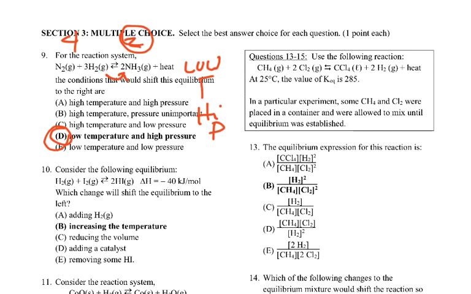Number 10, consider the following equilibrium. Which change will shift the equilibrium to the left? Okay, how are we going to shift it to the left? Well, this is negative, the enthalpy change. That means that the reaction is exothermic. Heat is on the right.